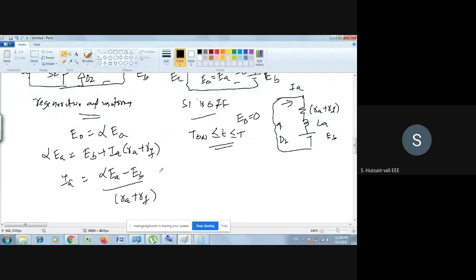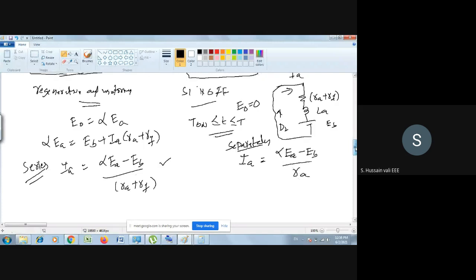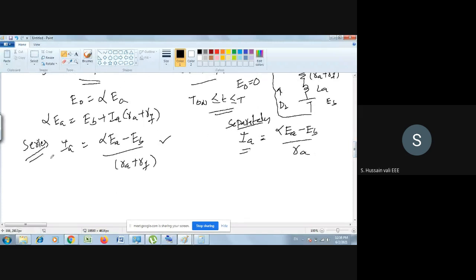See, this is in case of your series motor, whereas in case of a separately excited motor, what you got is alpha EA minus EB, everything same except RA plus RF. So this is for the separately excited DC motor, whereas this is for the series motor. In both cases the equation for IA remains same, except the denominator is different here.